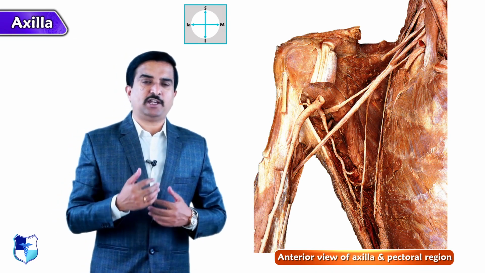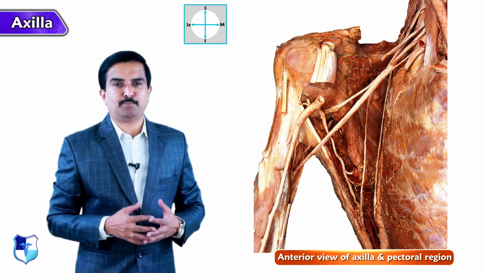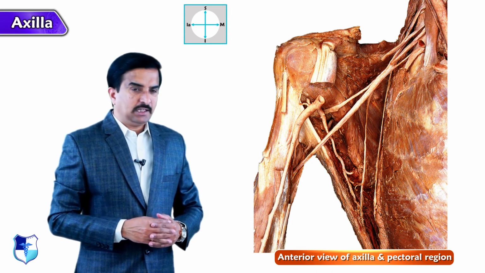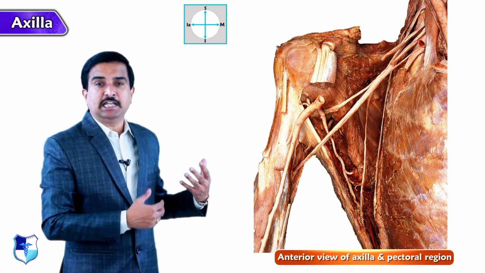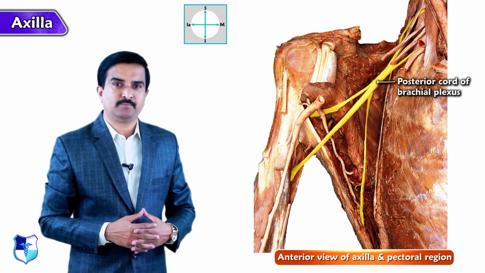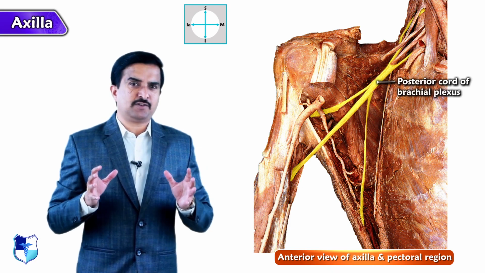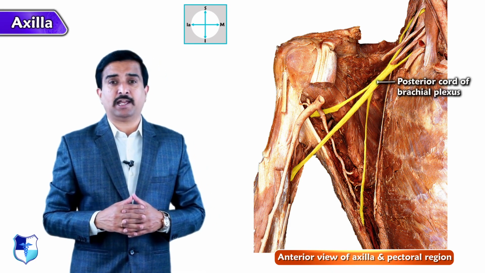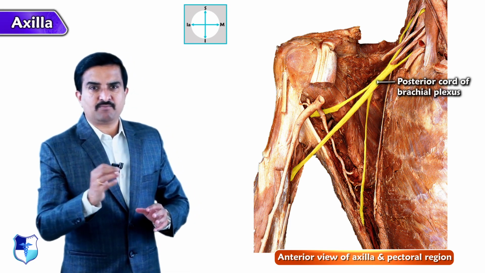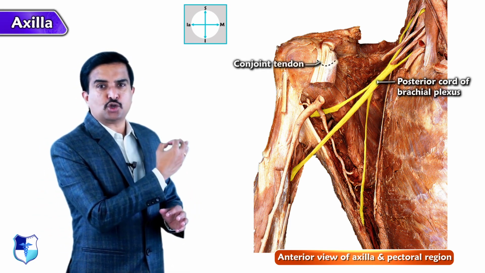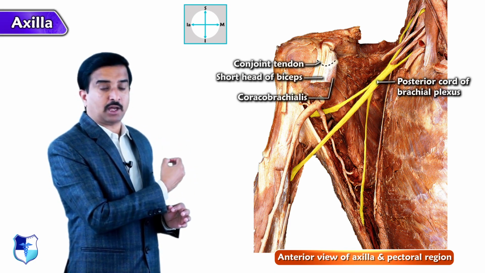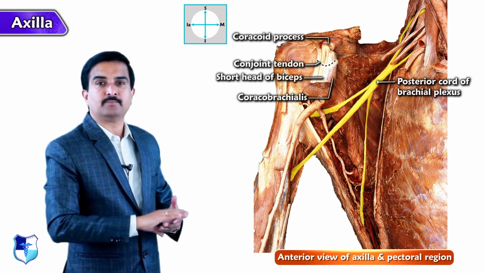So now let us try to change the image and try to appreciate other, deeper structures. Now let's try to identify the deeply situated posterior cord of the brachial plexus in this image. So in this image, first we shall demarcate the dissected structures. First, try to observe the cut end of the conjoint tendon formed by the coracobrachialis and short head of the biceps arising from the coracoid process.